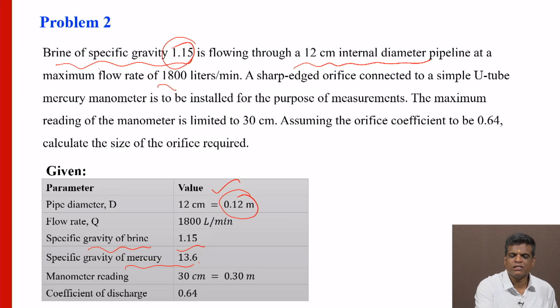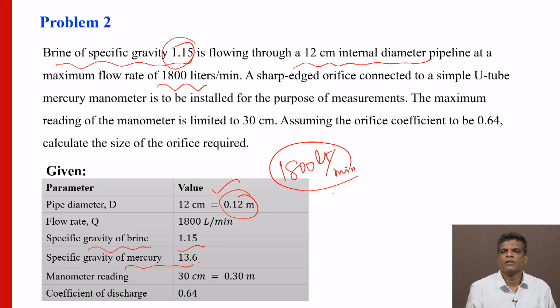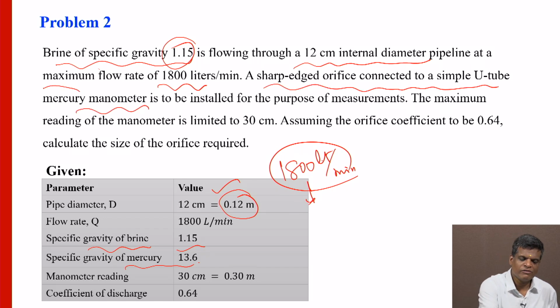Then the maximum flow rate is 1800 liter per minute, as already mentioned. That is the volumetric flow rate, because since liter is there, it is a volumetric flow rate. Sometimes if they give mass flow rate, we convert it by dividing by density to get the value of volumetric flow rate. The sharp edge orifice is connected to a simple U-tube mercury manometer. Since we have a mercury manometer, we use the specific gravity of mercury, that is 13.6 here.